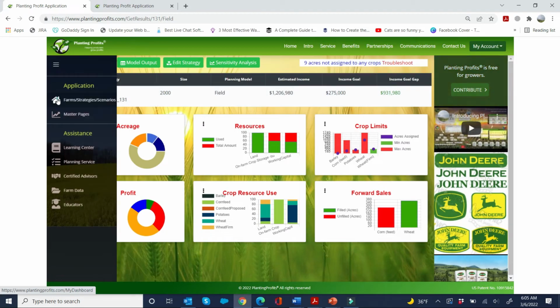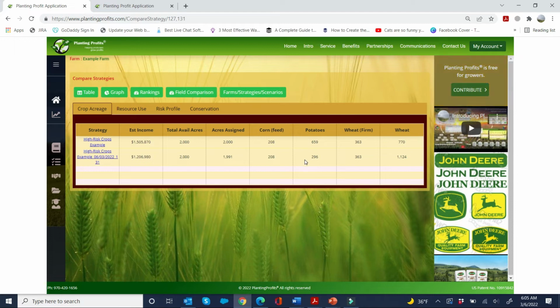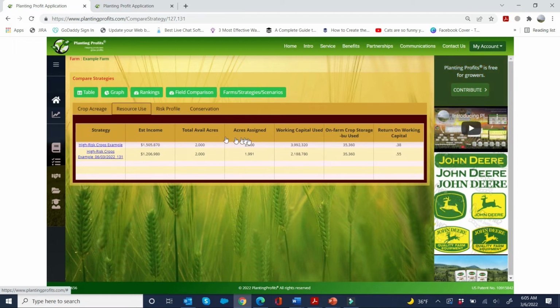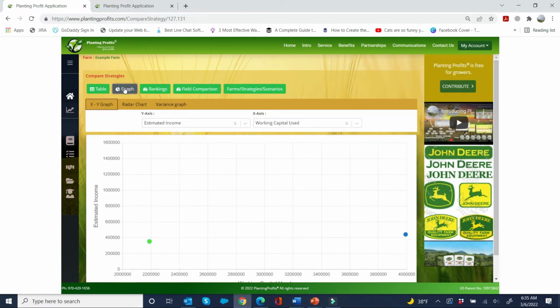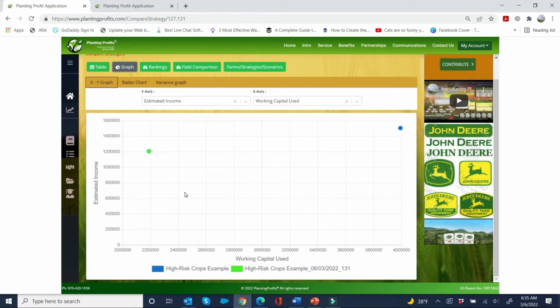Acres of potatoes decreased. Estimated income decreased. The amount of working capital required decreased. If satisfied with this new crop mix, compare it to the original one in terms of income, risk output measures, resource use, etc. Whether this is a good trade-off depends on other factors, including positioning for next year, which can be hard to put a number on.